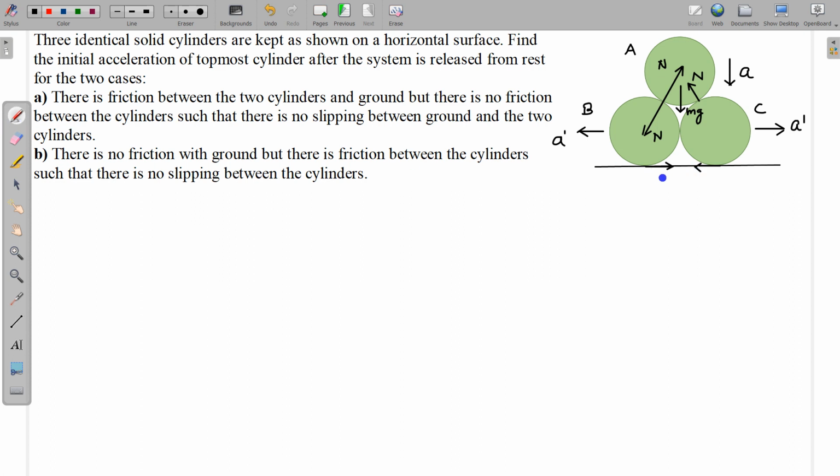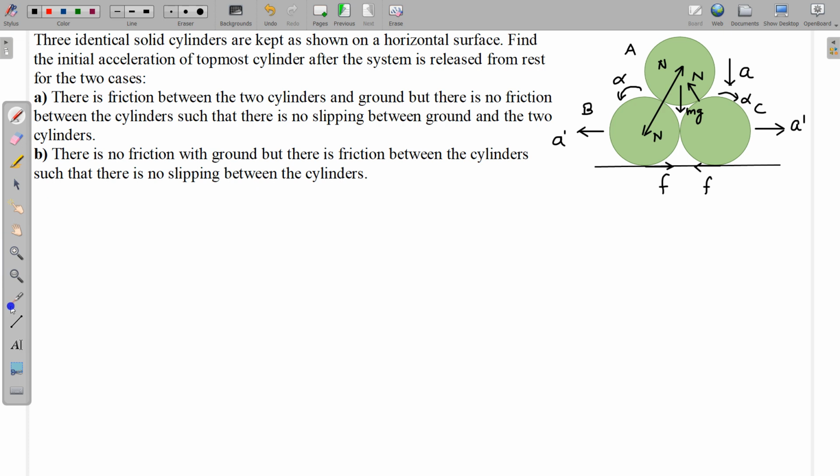So friction will be like this, and due to this friction there is torque on B, and it will rotate like this. Suppose its angular acceleration is alpha, so it is rotating with angular acceleration alpha, and obviously this is also rotating with angular acceleration alpha. There is no rotation of A, since all the forces are passing through the center of mass. The two normals are passing through the center of mass, and mg is also passing through the center of mass.